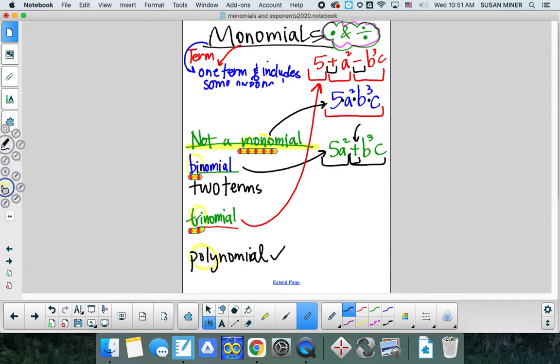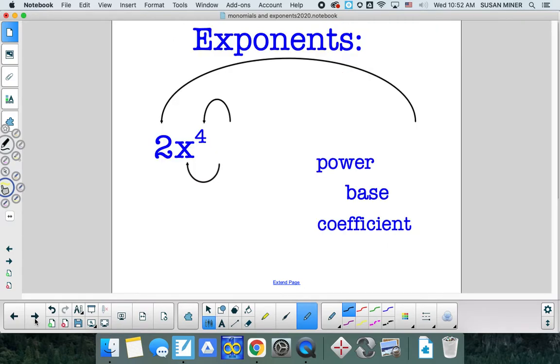Okay, so a monomial can be fairly simple like this, or it could be a little bit more complex like the example I gave you earlier. All right, let's move on. Let's talk about some things when we're dealing with exponents.